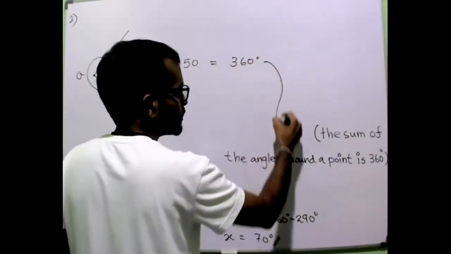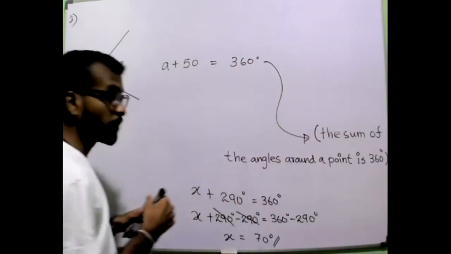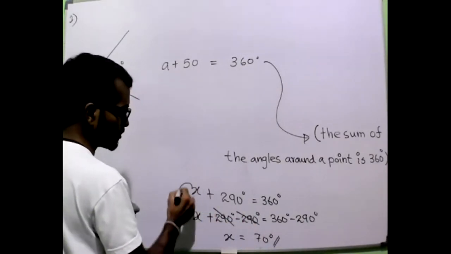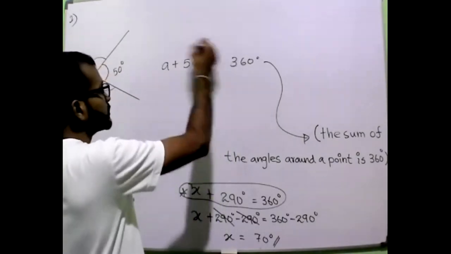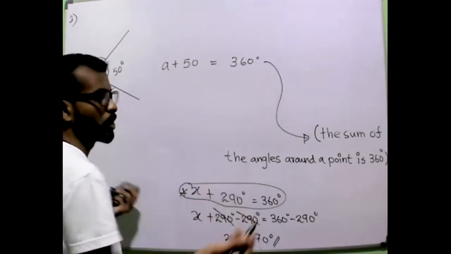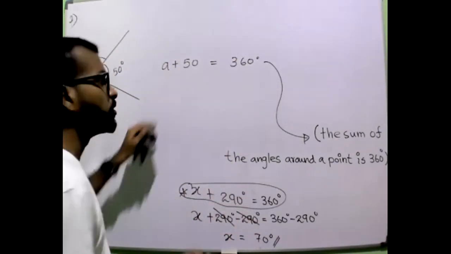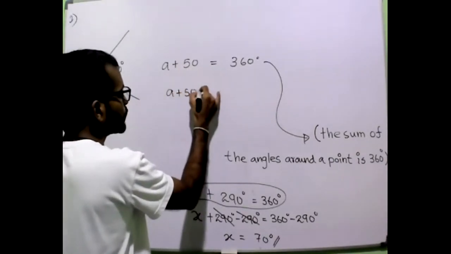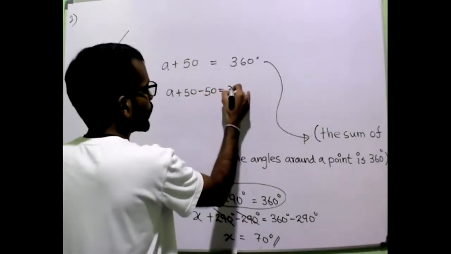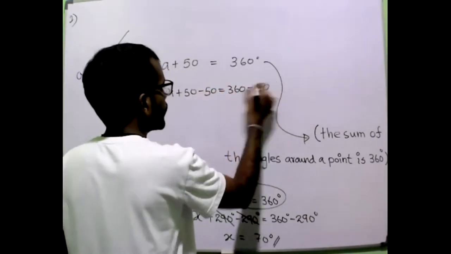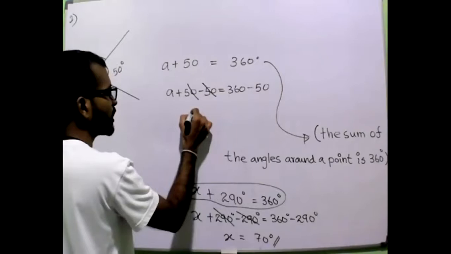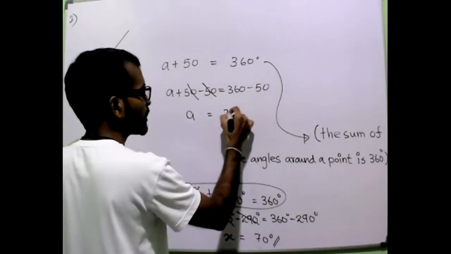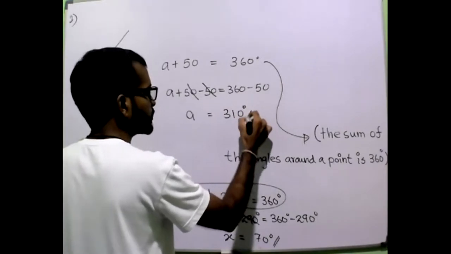You may write the same reason within brackets. Those are familiar, so you have to do the same thing in order to find the value of A. This is positive 50, and I want to remove that, so I will subtract 50 from both sides. They cancel out, and the only term in your left hand side is A, and here you will obtain 310 as the answer.